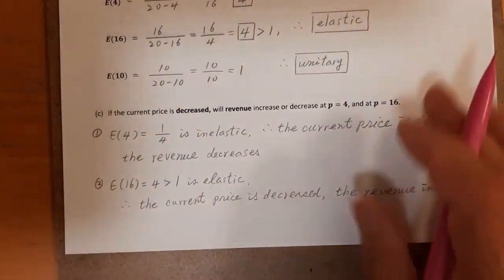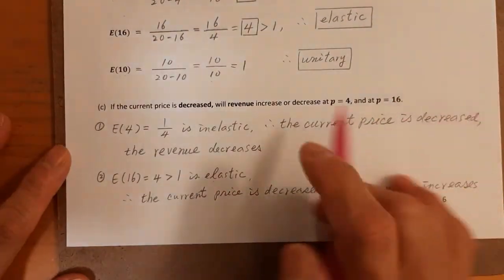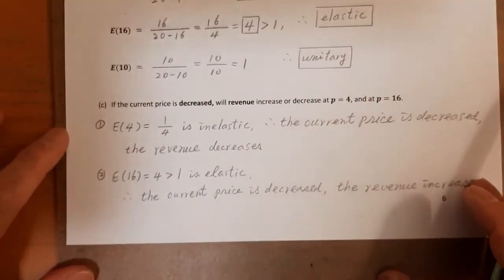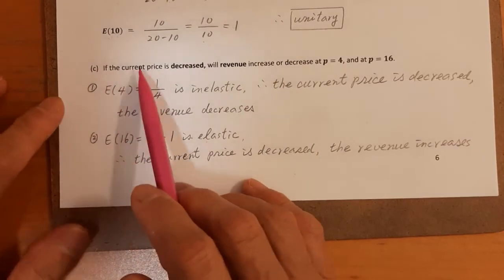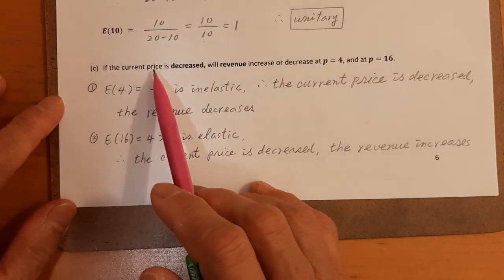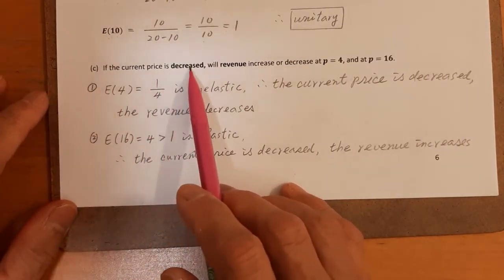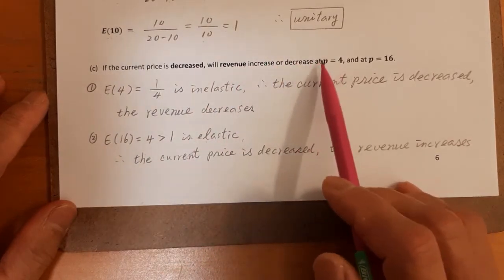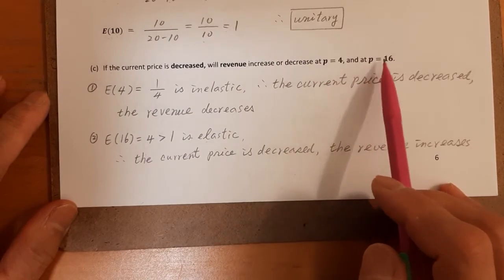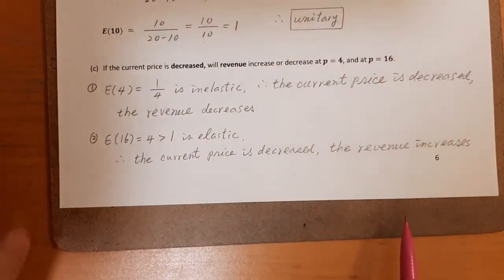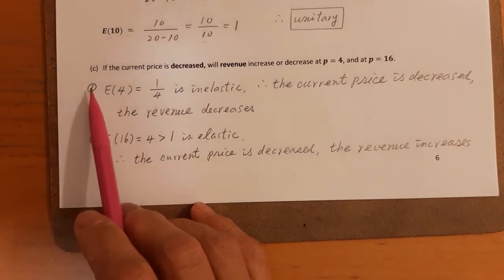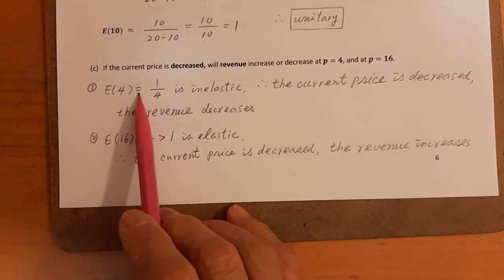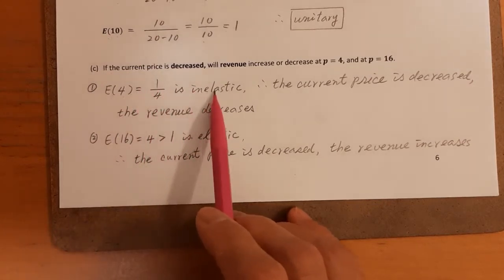From this, we are going to do part C. If the current price is decreased, will revenue increase or decrease at p equals 4 and at p equals 16? So first, E(4) equals 1/4, which is inelastic.